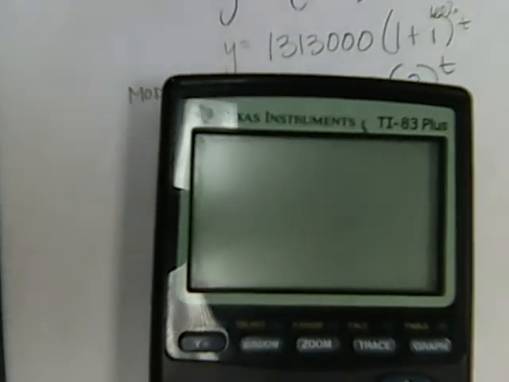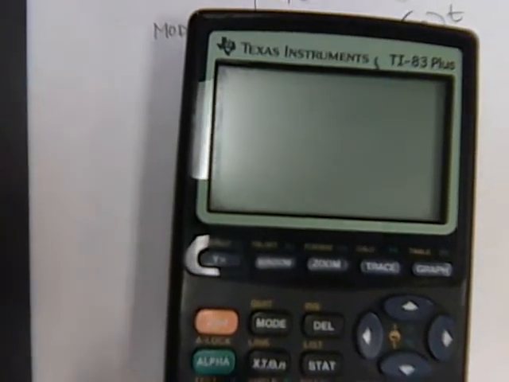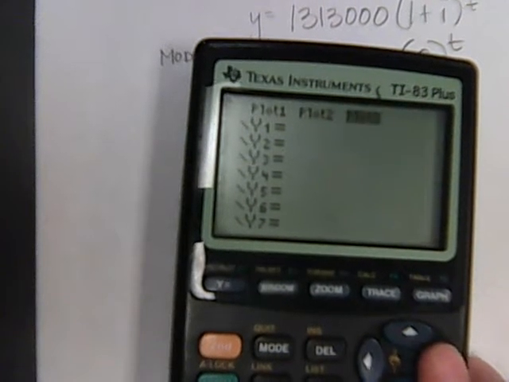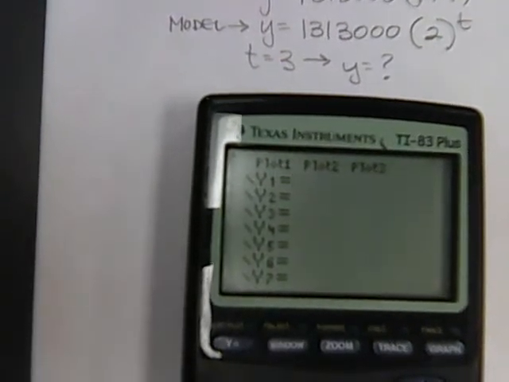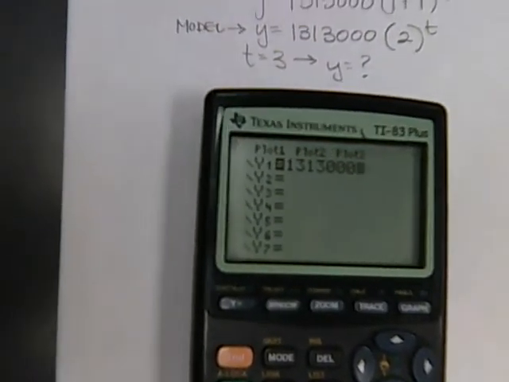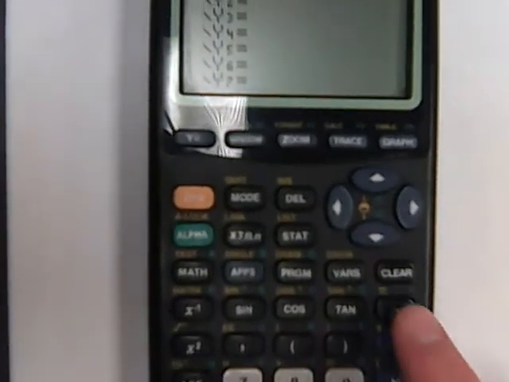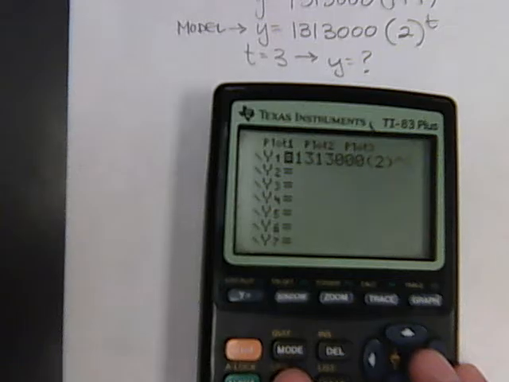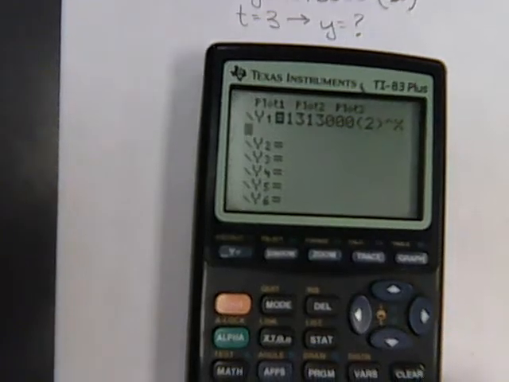So in our notes we said, type the original in for y equals. My y equals key is right here. So I'm going to go to y equals. I want to make sure that nothing's in it. I also want to make sure that none of these plots are highlighted. Okay? And I'm going to type my model in for y equals. So 1,313,000, parentheses, 2, parentheses. Then I want to raise it. So remember, I'm going to use my caret key. And instead of t, we're going to use x. And x is right underneath mode.